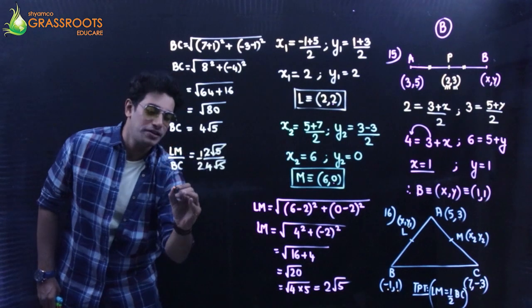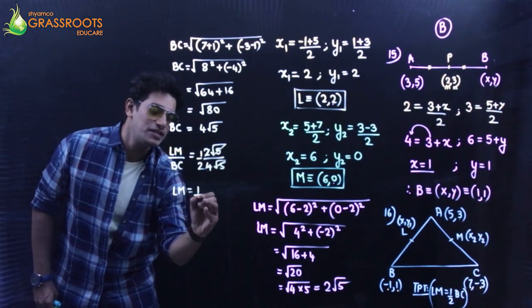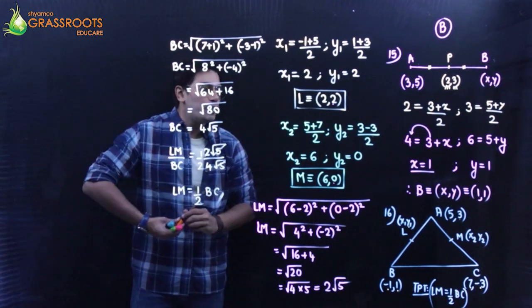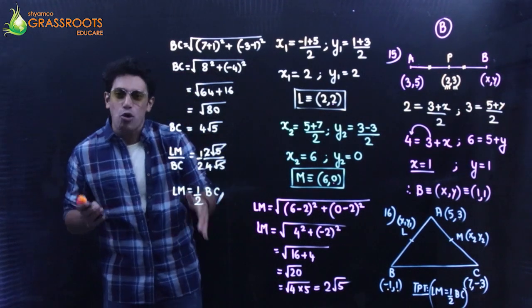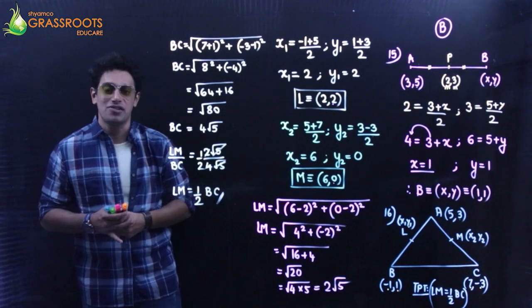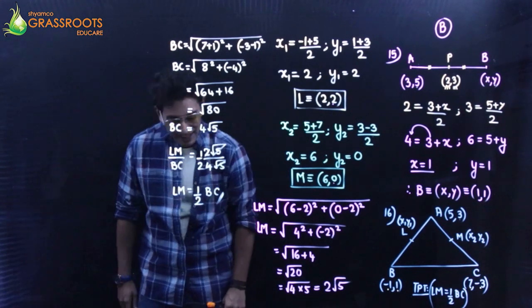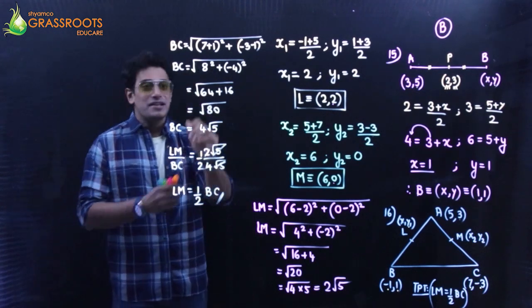That's it. Cross multiply. Can I say LM is equal to half of BC? Hence proved. So we have spoken about it. It's a combination of two things: midpoint formula plus distance formula. Nothing great, right? Okay. Next question.